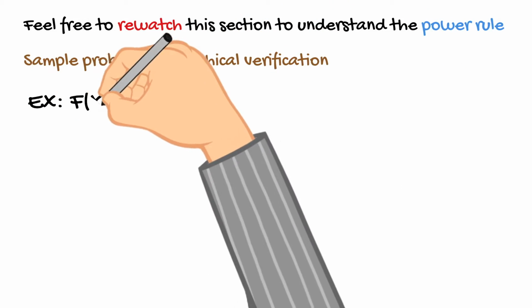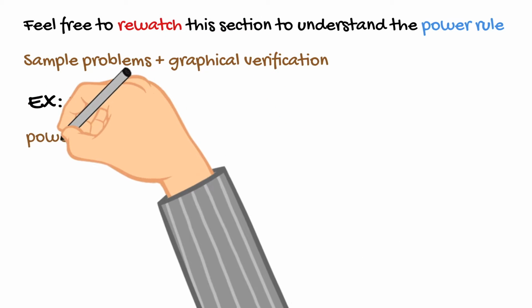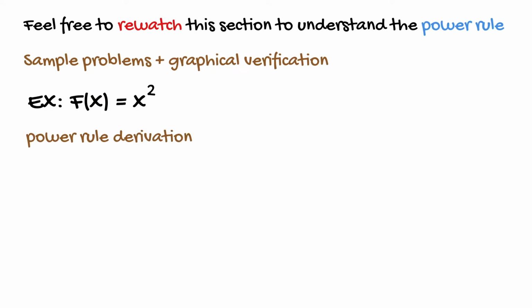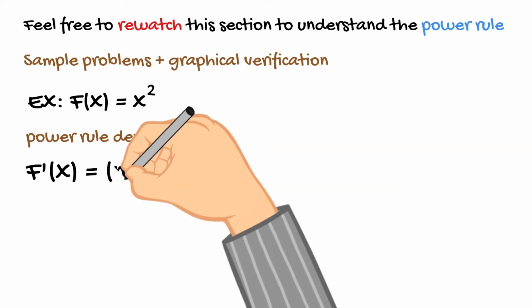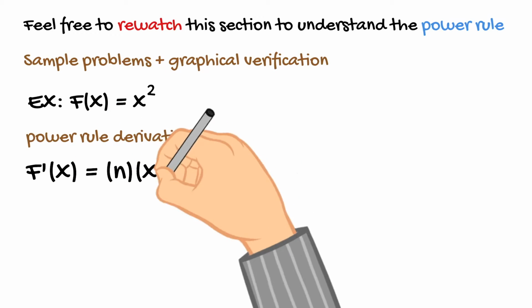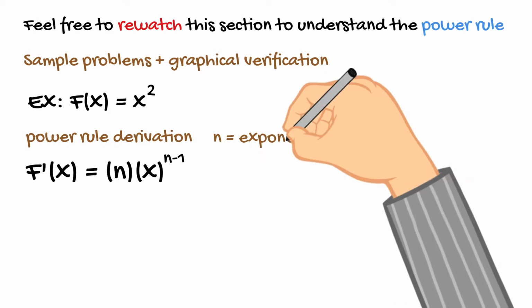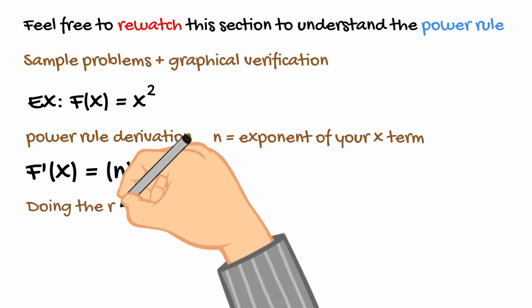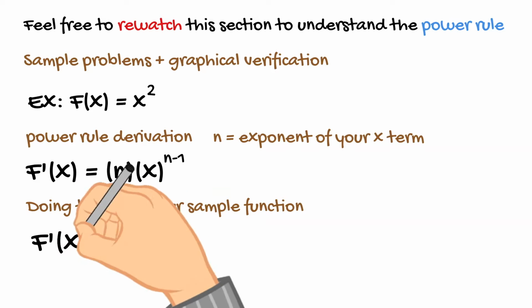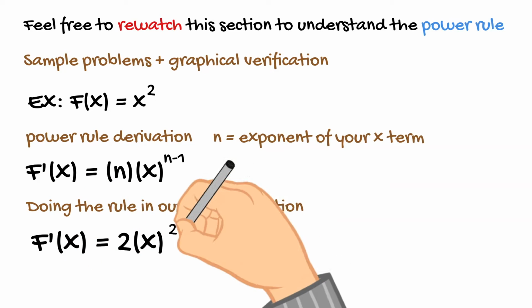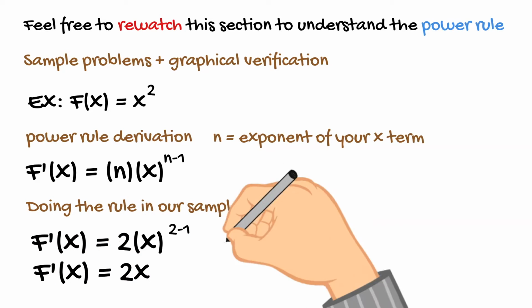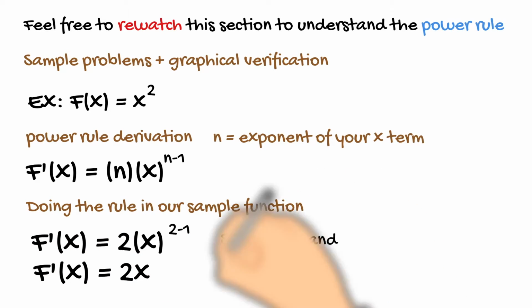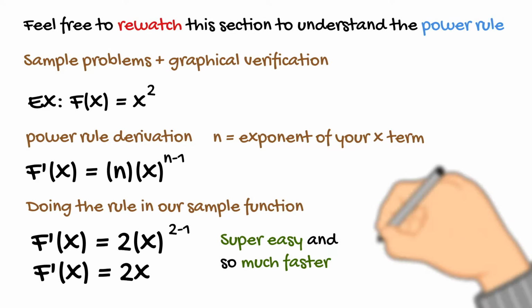Let's take the function f of x equals x squared and use the power rule to determine the derivative of this function. So the power rule states that the derivative, which is f prime of x, is equal to n times x to the power of n minus 1, where n is the exponent of your x term. So the derivative of x squared is 2 times x to the 2 minus 1, which is just 2x. That was simple. It's pretty much a one-step solution, which is much quicker than using the first principle.